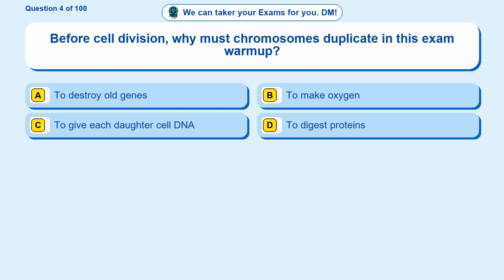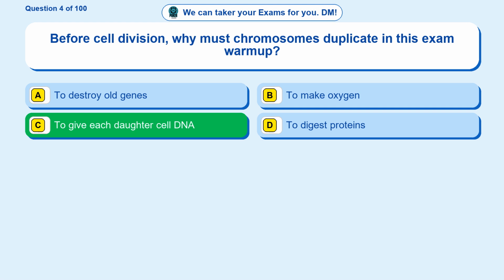Question 4. Before cell division, why must chromosomes duplicate in this exam warm-up? Option A, to destroy old genes. Option B, to make oxygen. Option C, to give each daughter cell DNA. Option D, to digest proteins. The correct answer is option C, to give each daughter cell DNA.